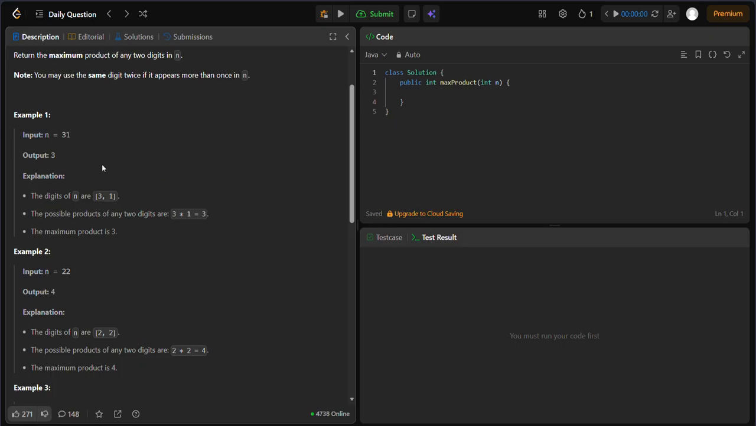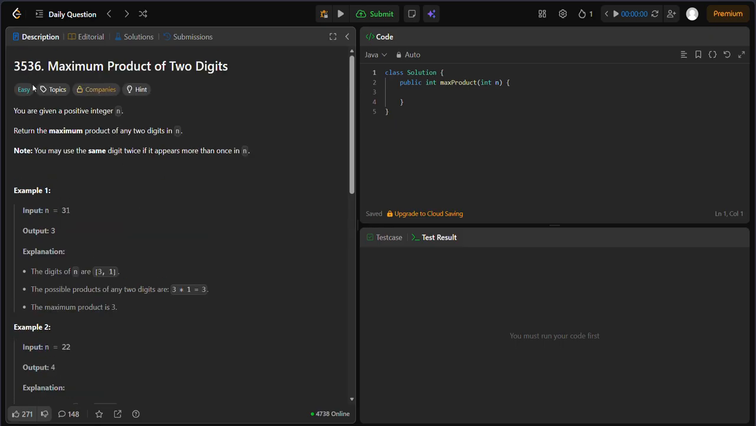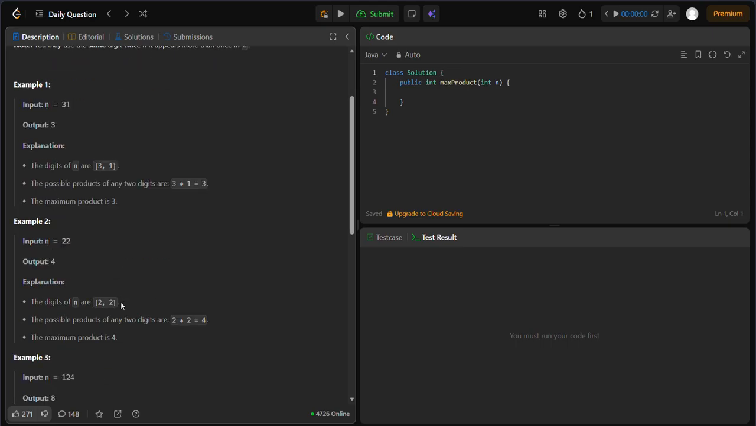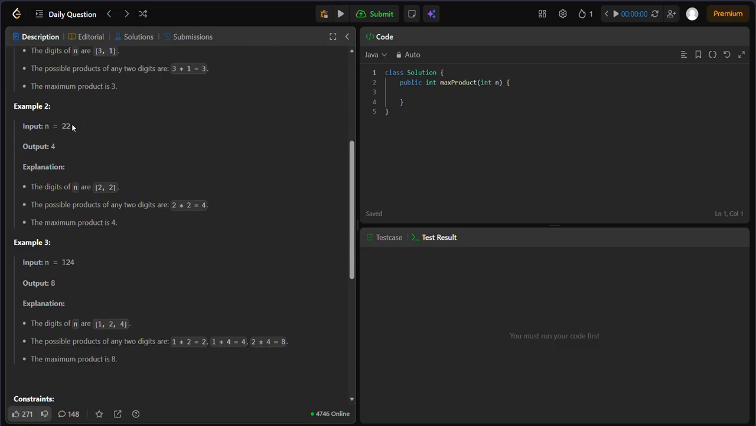Looking at the examples, this is actually an easy level question, so we can analyze how we get the answer through the examples itself. We are given a number of two digits and the output is 3. How do we get 3? You have to multiply any two digits. Here we are given only two digits, so we multiply both of the digits and we get the answer as 3. We return it.